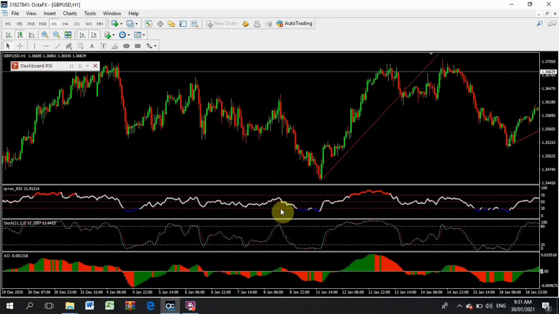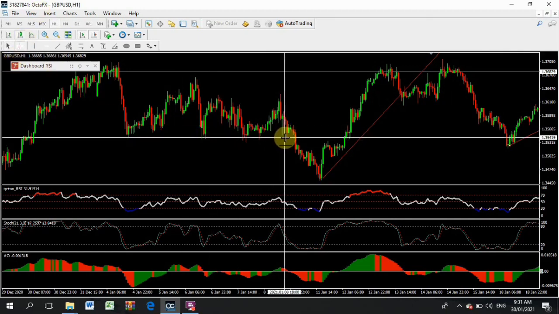And then this is another opportunity that I'm telling you. Whenever your stochastic oscillator is overbought, you can see it's overbought around this area, and then you wait for your RSI to cross below 50, which is here. It has crossed below 50, which is here.